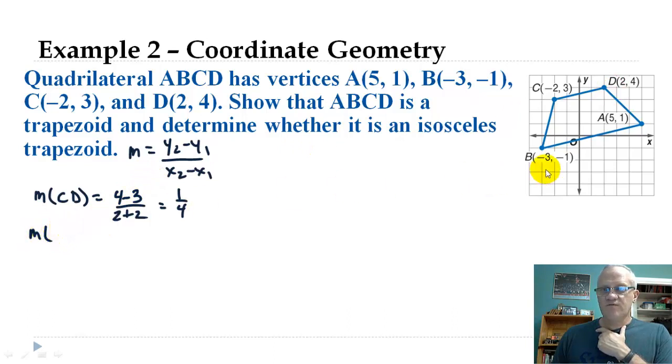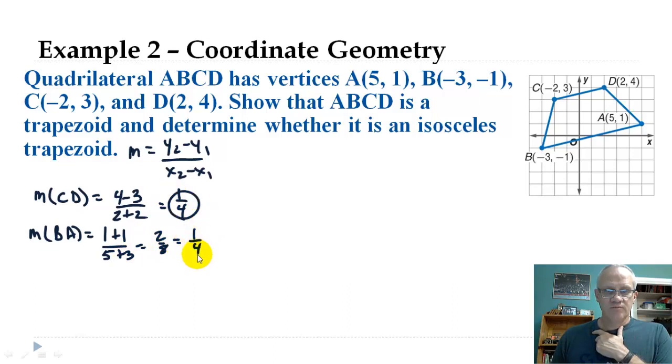And then the slope of, now we want to do BA. So that's going to be 1 minus a negative, so 1 plus 1. And then 5 plus 3. So that's 2/8, which simplifies to 1/4. So guess what? They're the same. So that means that those lines are parallel. So put the arrows in here. So those two lines are parallel.